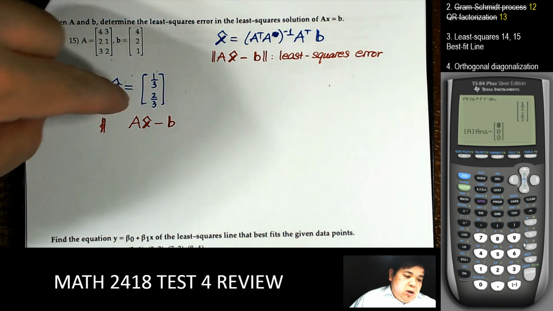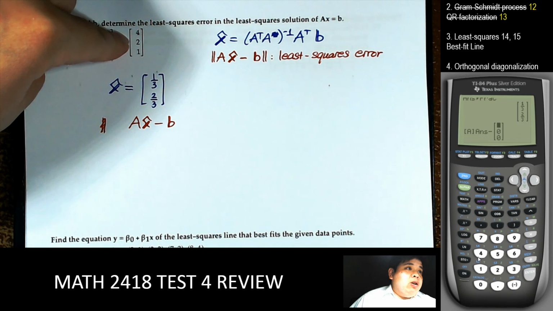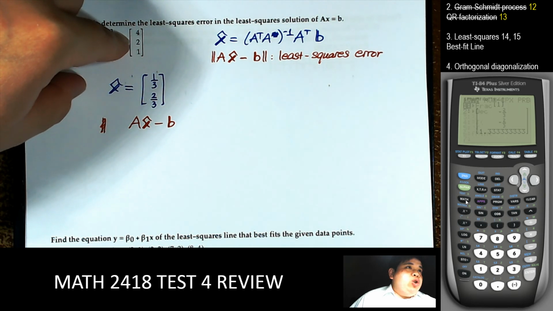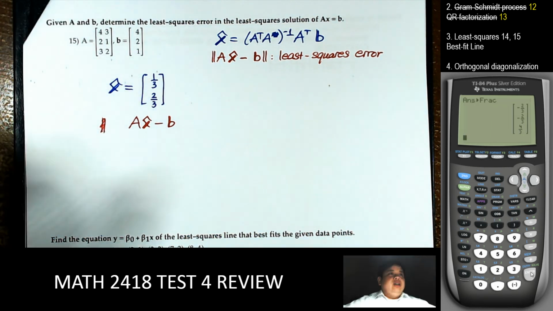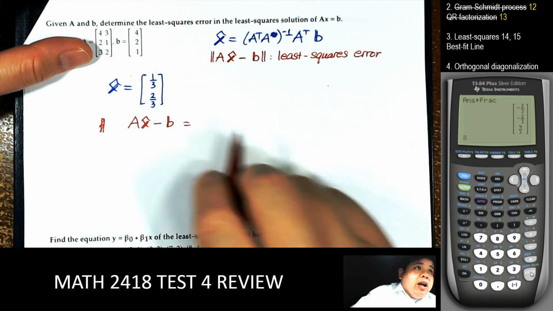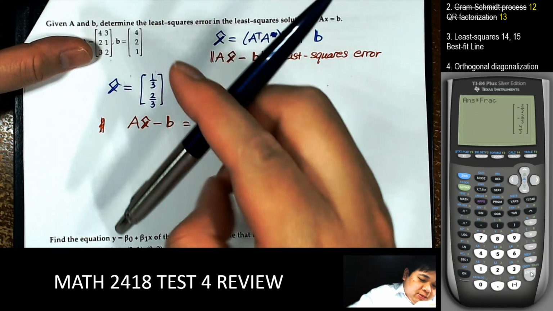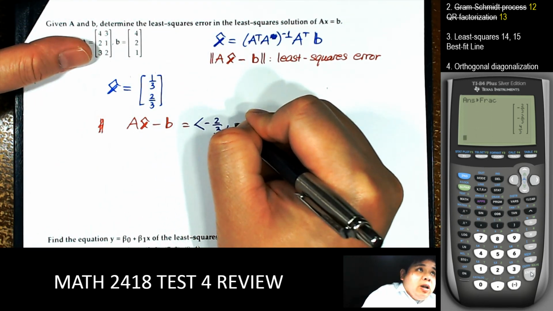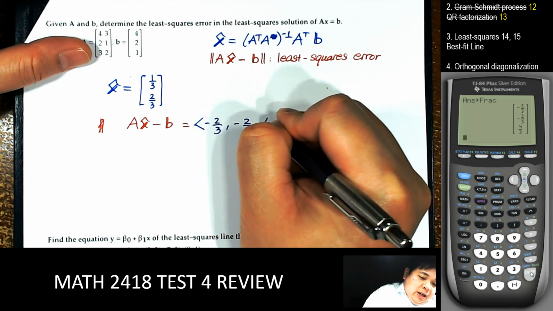Matrix B is 4, 2, and 1. Do that, we have this. If we change to fraction, let's just write that in this form: negative 2 third, negative 2 third, and 4 third.